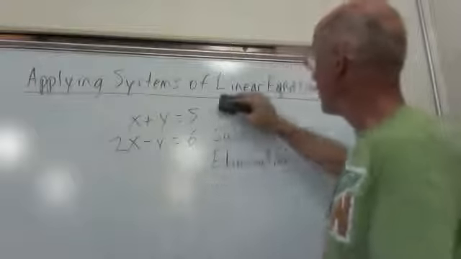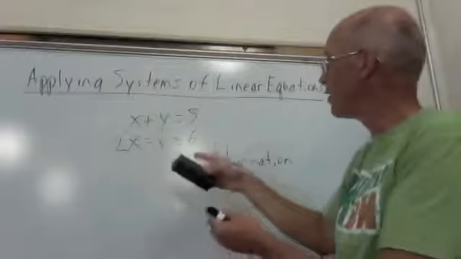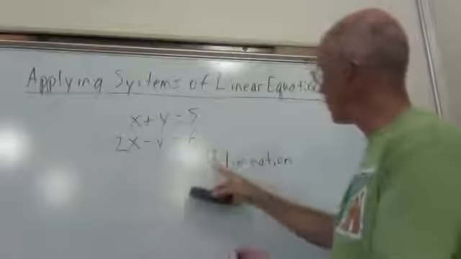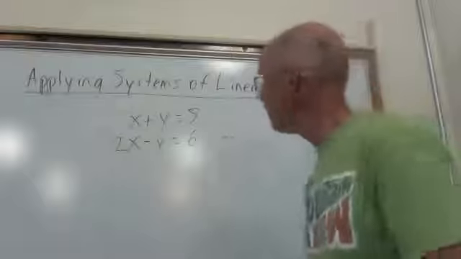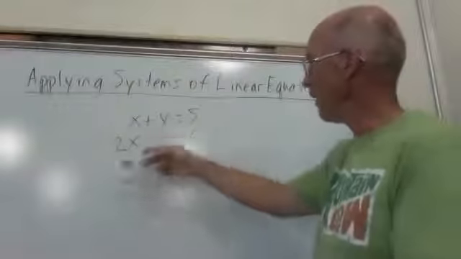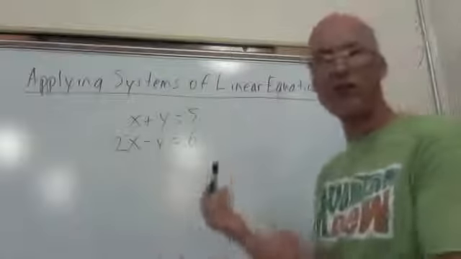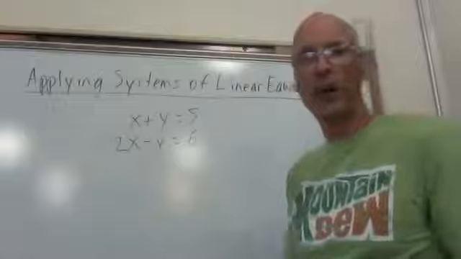If, however, it was set up like this, where the x's are already over each other, made to match up, this is a great one for elimination. Okay? You're just going to add this one. The x's will add together, the y's will go away, and you'll have numbers, and you can solve the equation that way.